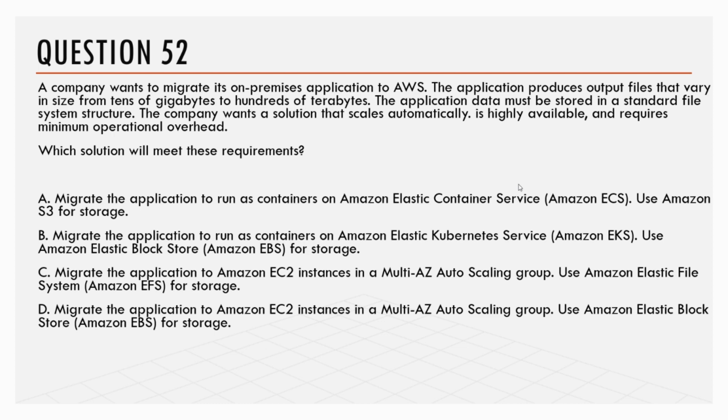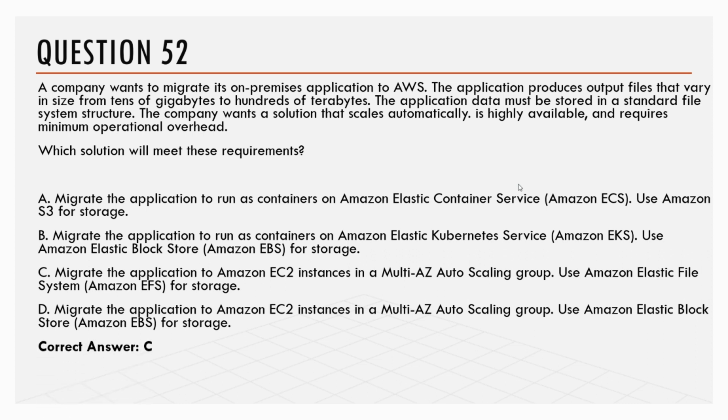And the options are A. Migrate the application to run as containers on Amazon Elastic Container Service. Use S3 for storage. Option B. Migrate the application to run as containers on Amazon Elastic Kubernetes Service. Use Amazon Elastic Block Store for storage. Option C. Migrate the application to Amazon EC2 instances in a multi-AZ auto-scaling group. Use Amazon Elastic File System to host storage. Option D. Migrate the application to Amazon EC2 instances in a multi-AZ auto-scaling group. Use Amazon Elastic Block Store for storage.